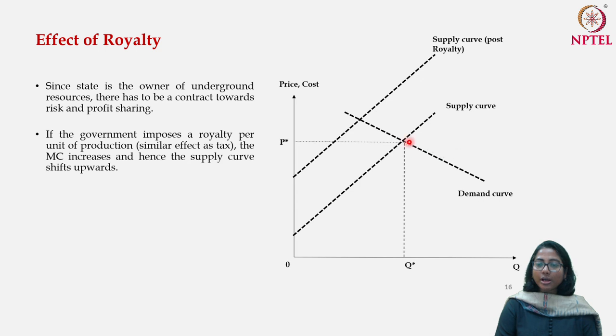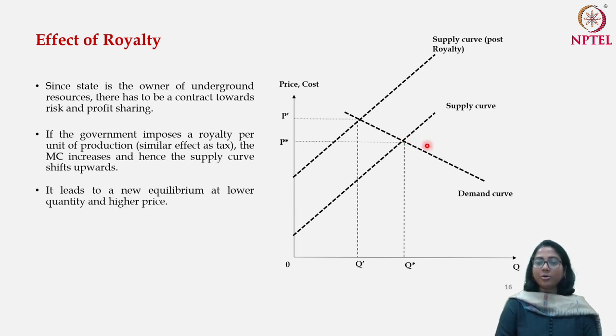then you no longer stick to the old equilibrium. Your equilibrium shifts, and now you are producing less, Q prime, which is less than Q star, and the price that you are asking from the market is higher, which is P prime. So your new equilibrium is P prime, Q prime: higher price and lower quantity supplied. Now, if you look at the distance between the new supply curve and the old supply curve, this is the amount of money charged by the government as a royalty per unit of production.